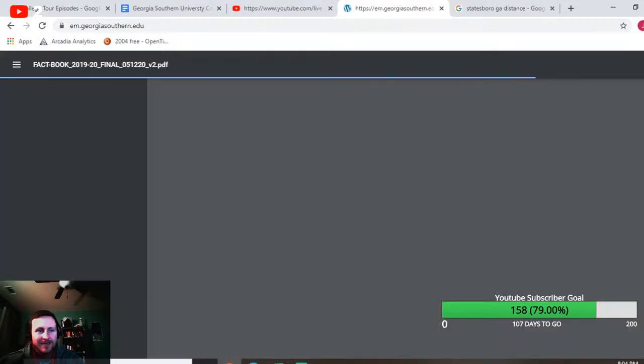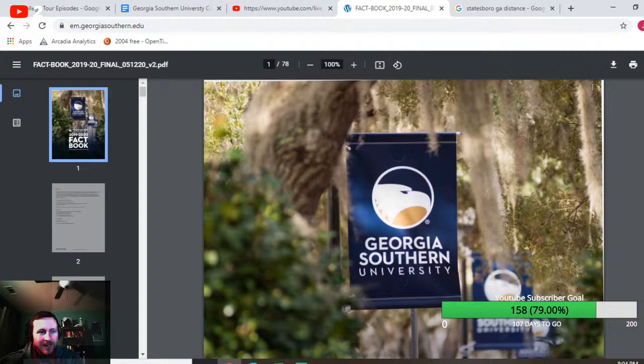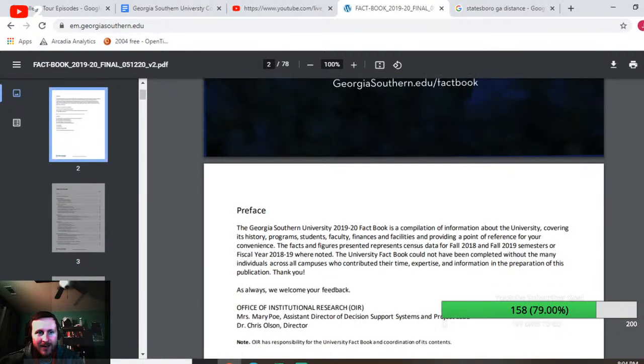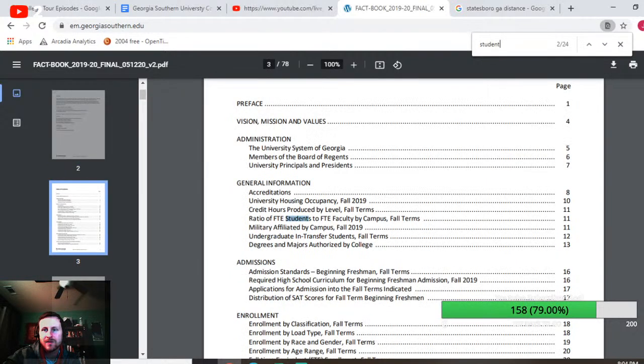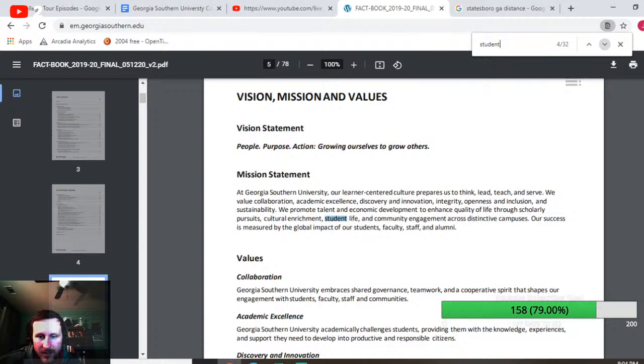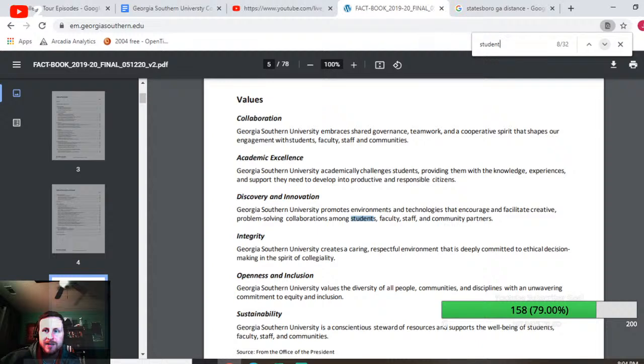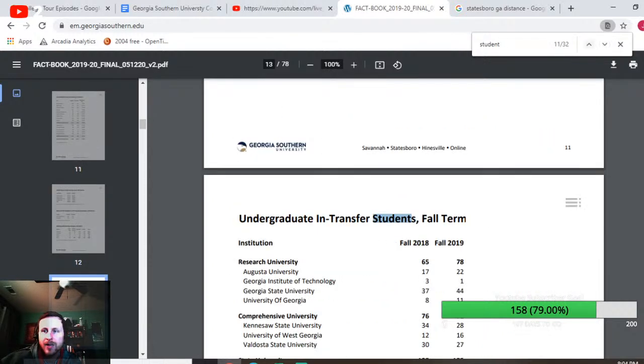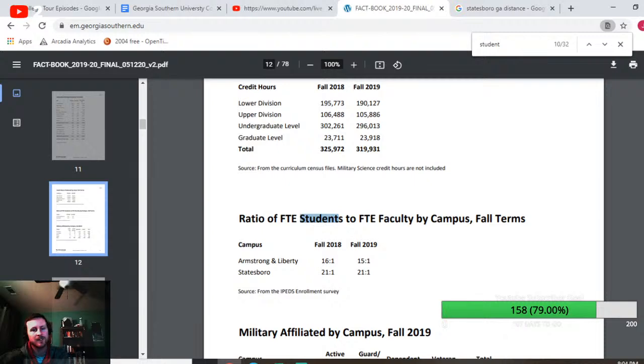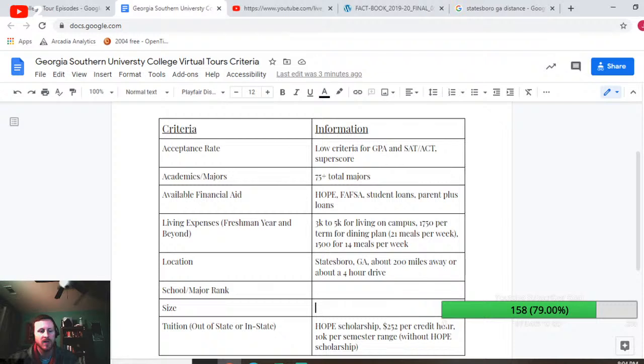Let's see what they've got here. Some fact books. Interesting. Can I just do a control F, like ratio of student teacher? Okay. I don't care about your mission statement all that much. Academic excellence, sustainability. Okay, here we go. Ratio of student faculty. So 21 to 1. I mean, not too bad. Teacher student ratio. Not too bad.